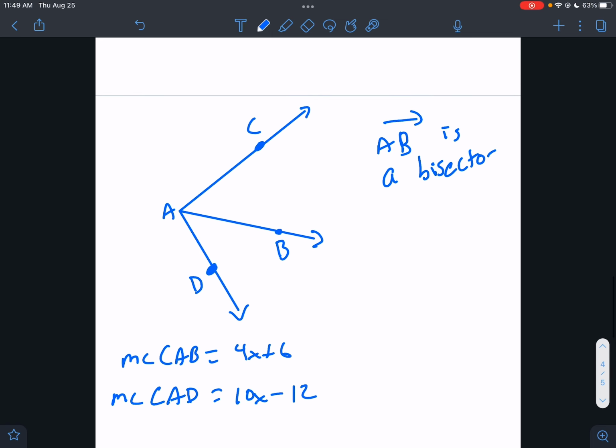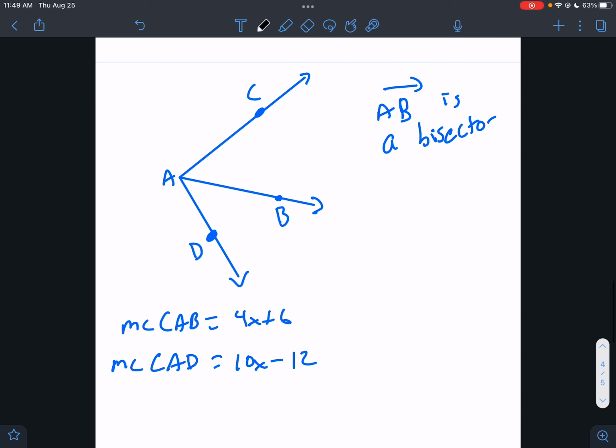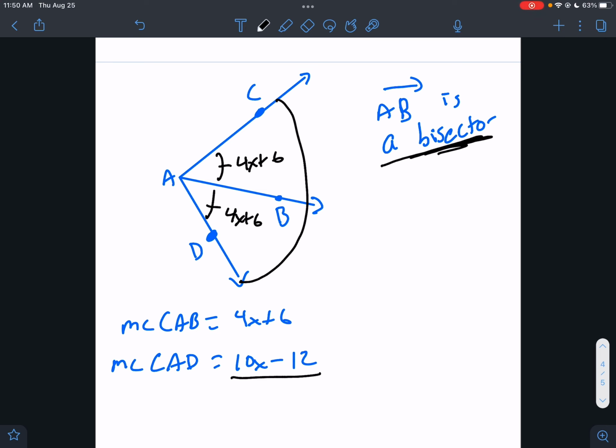So if that's what we knew, could we fill out each individual angle here? All right, let's see. Because AB is a bisector, I know that these are the same size. So I know that this is 4x plus 6. I know that this is 4x plus 6. And then they tell me the whole thing. I know the whole thing is 10x minus 12.